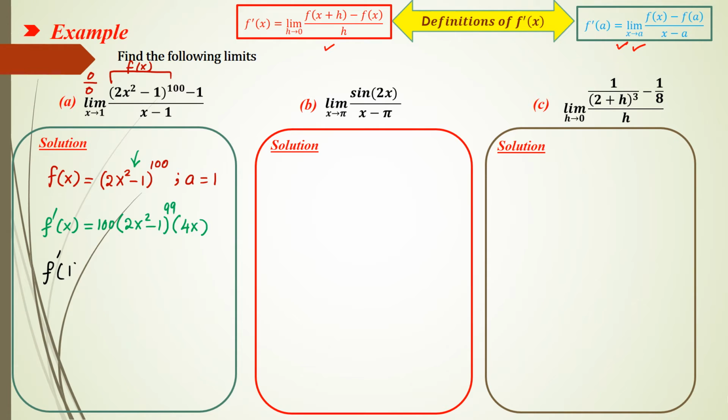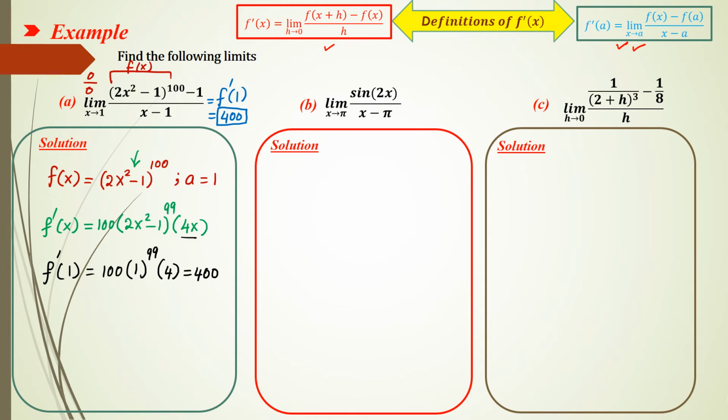So f prime of 1 equals 100 multiplied by (2 times 1 squared, 2 minus 1, equals 1) to the power 99, multiplied by 4 times 1, 4, and the answer is 400. So our limit is f prime of 1, which equals 400.